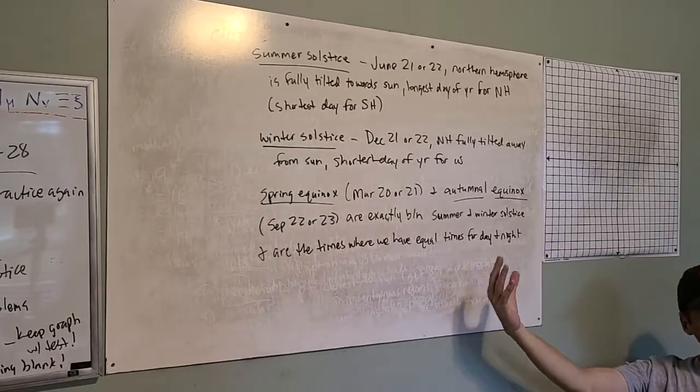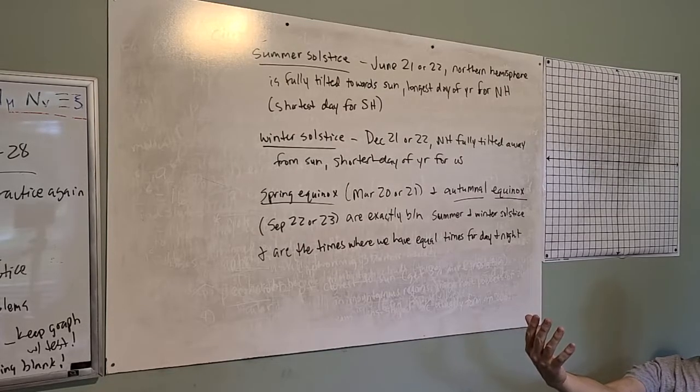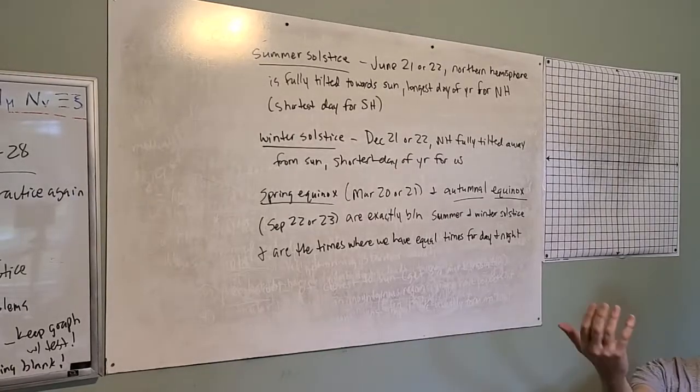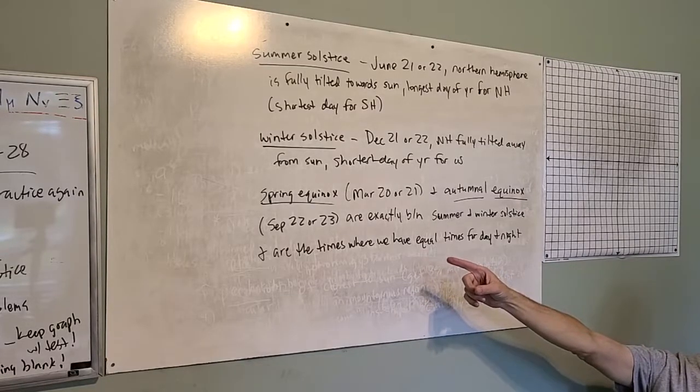Earth keeps moving around the sun. We hit the winter solstice where we have the shortest days of the year, about 9 hours of daylight and 15 hours of night. Earth keeps moving around the sun, and we hit the spring equinox, right?